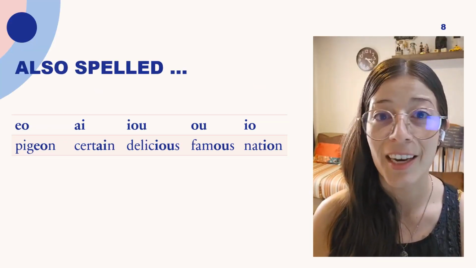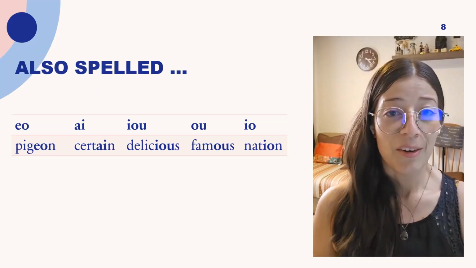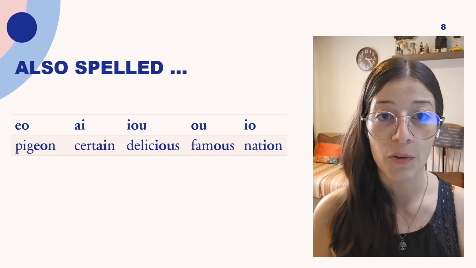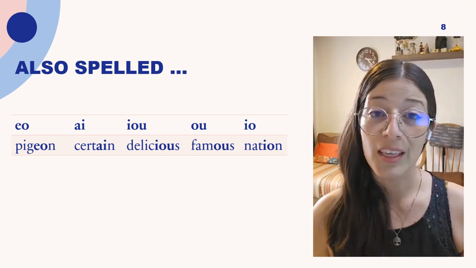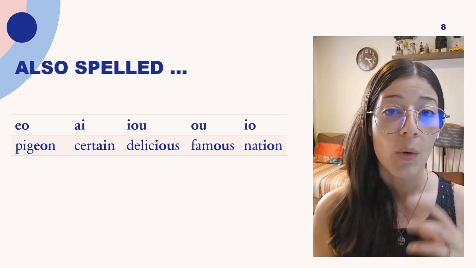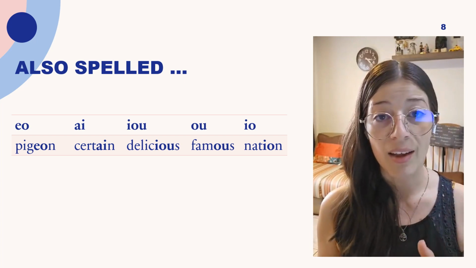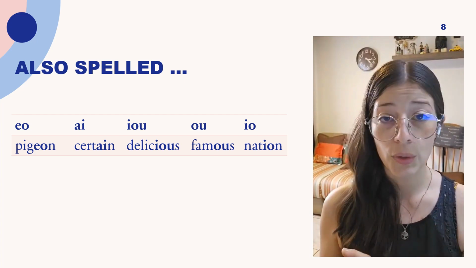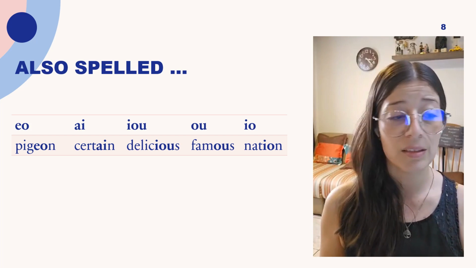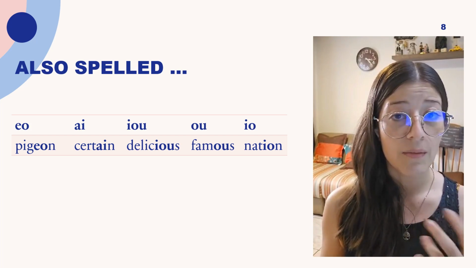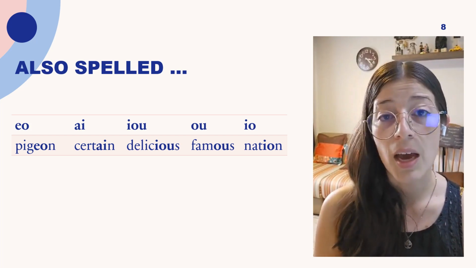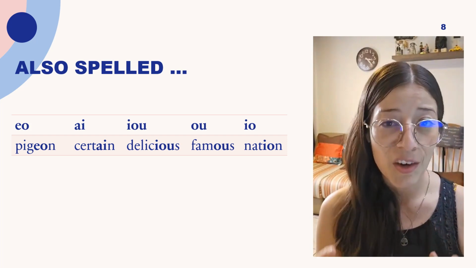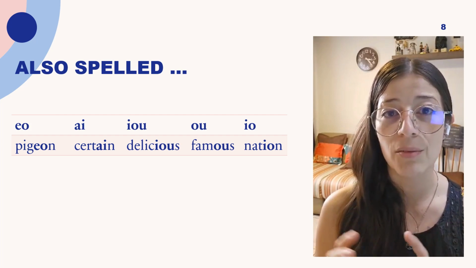But since not everything is so wonderful, we can also have the schwa sound with some other spelling forms. We can have it with the EO as in pigeon. We can have it as in AI, as in certain. We also have it in IOU as in delicious, OU, famous, and finally IO as in nation. Can you notice how unstressed these syllables were?